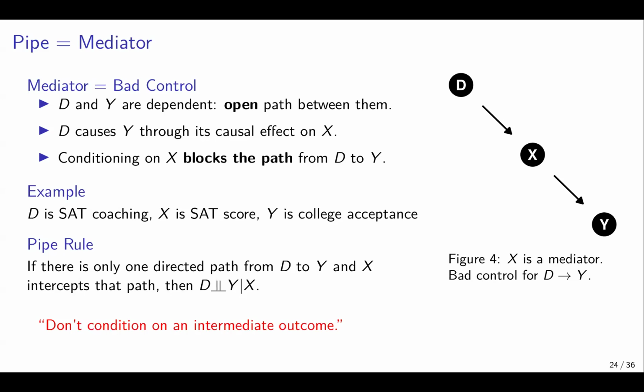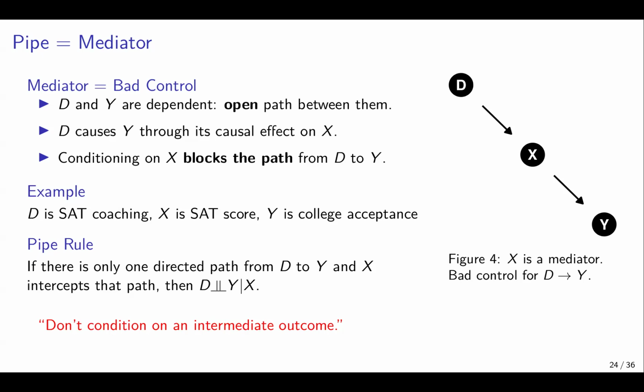The next of these basic DAGs that we need to understand is called the mediator. The mediator is a bad control. You can see the DAG on the right-hand side. D causes X, and X causes Y. This was the example that we saw earlier in the lecture. So in this picture, D and Y are dependent because there is an open path between them. D indeed causes Y through its causal effect on X. But conditioning on X blocks the path from D to Y. So conditioning on this X variable here actually blocks the flow of causation between D and Y.